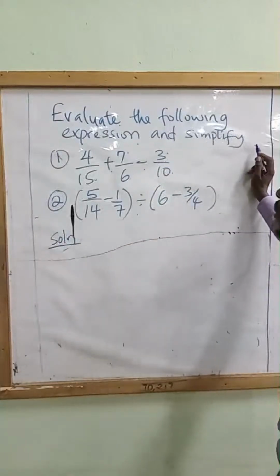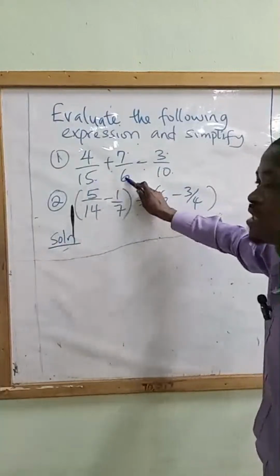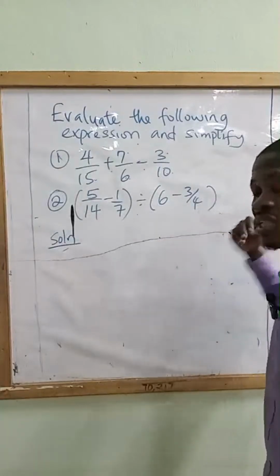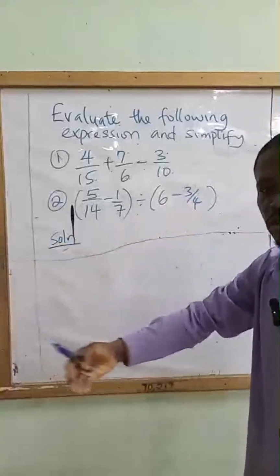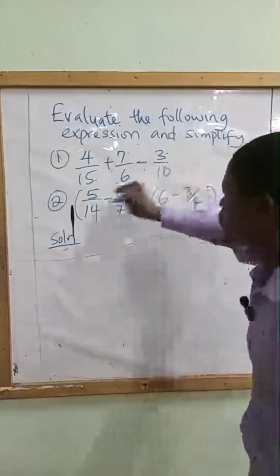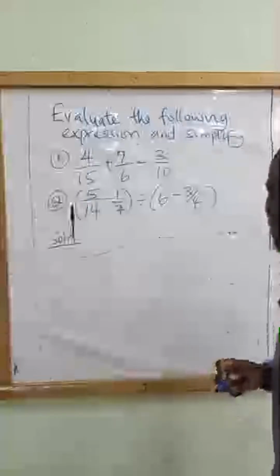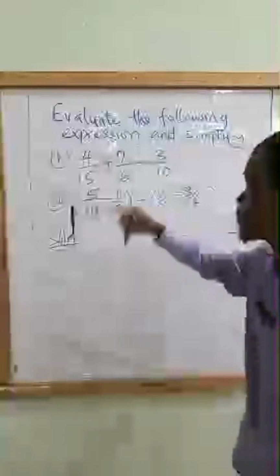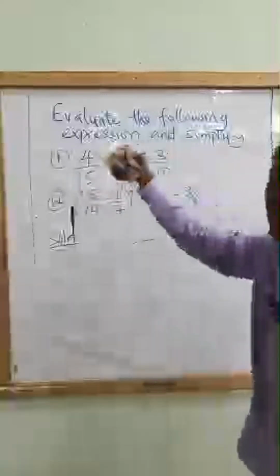What we're going to do for the denominator, 15 is here, 6 is here, 10 is here. So we use equivalent fractions. We want the denominators to be the same, so we are looking for the common multiple between 15, 6, and 10. That will be 30. 15 goes in 30, 6 goes in 30, and 10 goes in 30 also.